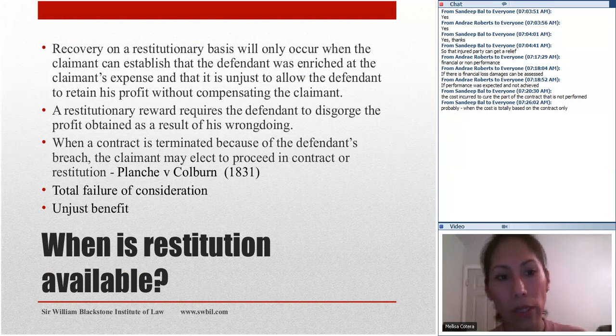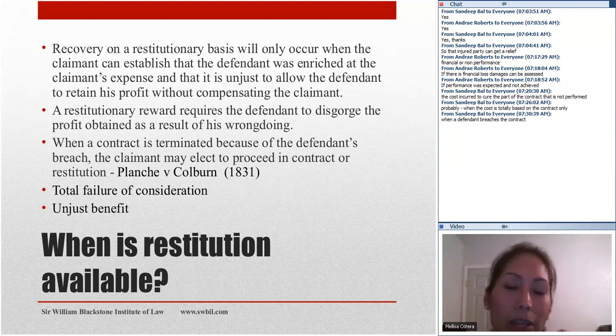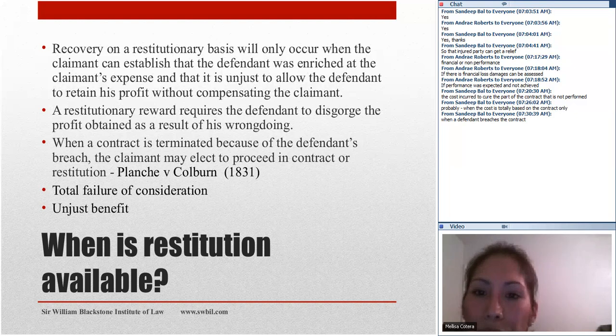What do you think? When is this measure available for the injured party? Okay, when a defendant breaches the contract, in the other cases, the defendant has also breached the contract, Sandy. So can you be a little more specific? When do you think this measure will be used by the party?